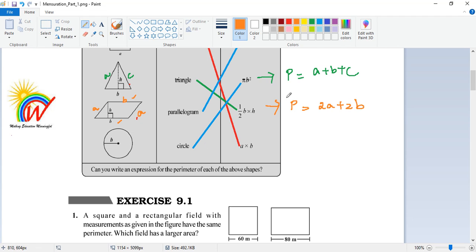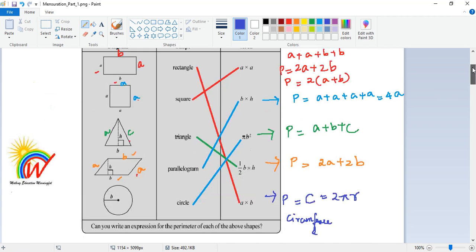Then we have the next one, which is perimeter of a circle. Perimeter of a circle is not called perimeter, it's called circumference. So you write it as C. Not perimeter but circumference. Whenever it is a curved surface, a circular thing, we don't call it a perimeter, we call it circumference, but actually it means the same, and the formula for circumference is 2 pi r. So you can memorize this.